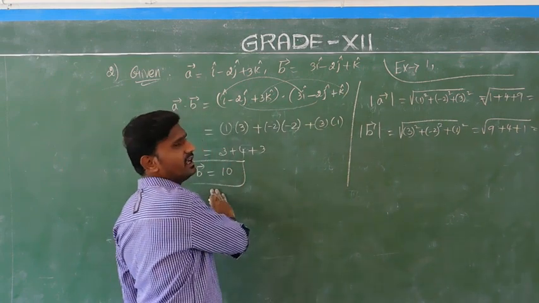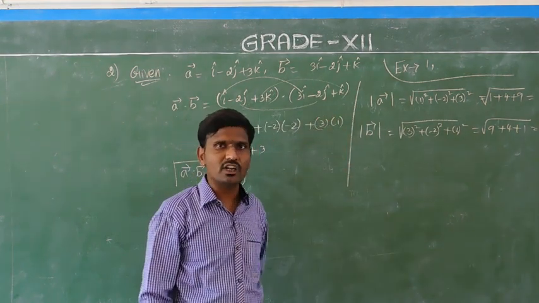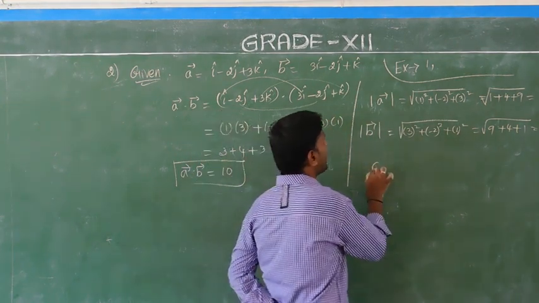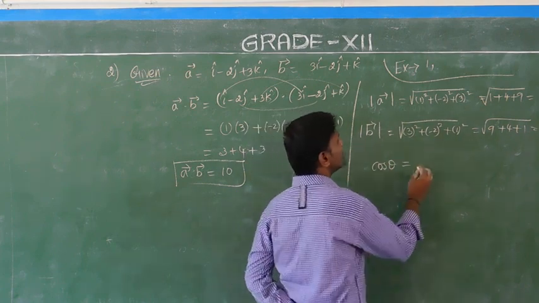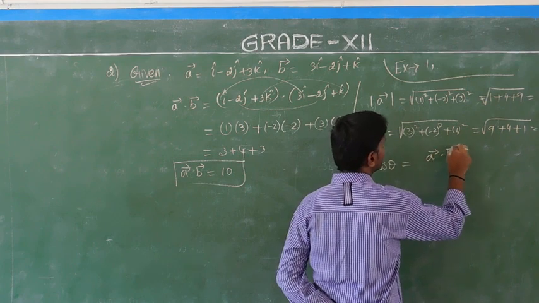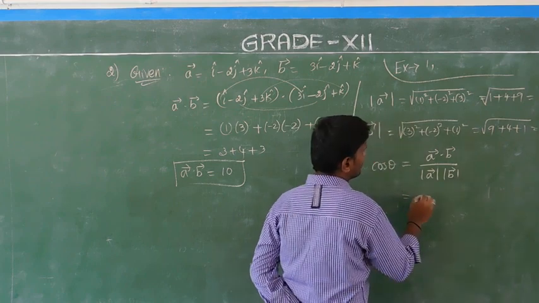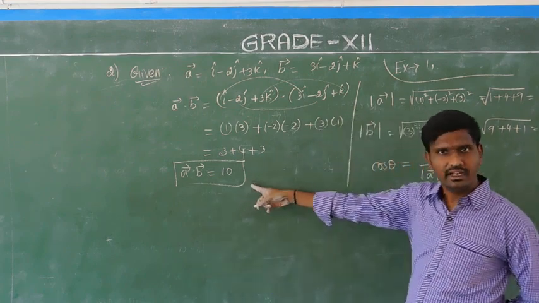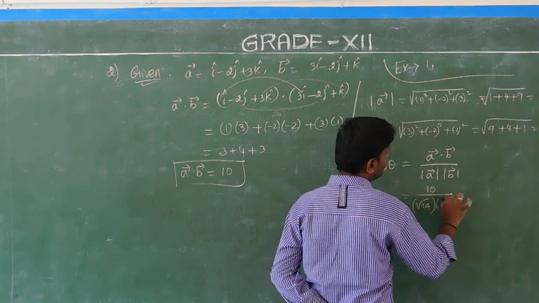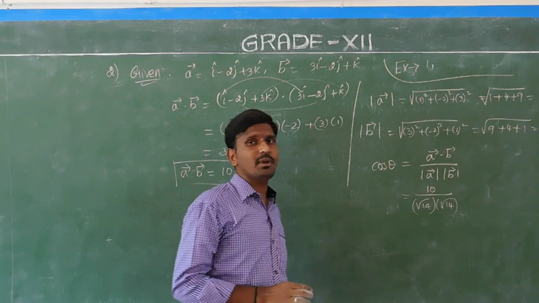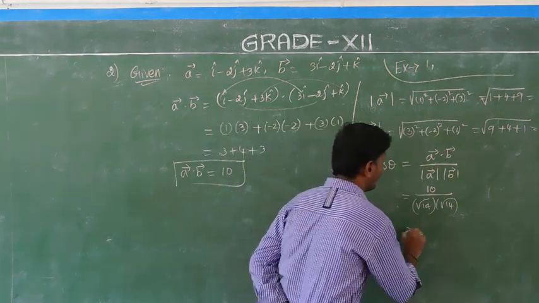So a dot b we already found. Now modulus of a and modulus of b also we found. Now coming to the angle between two vectors, that is cos theta, which is equal to, what is the formula? A dot b by modulus of a into modulus of b. So what is the value of a dot b? 10 only, no? Now 10 divided by square root of 14 into square root of 14. When you multiply the same number under the square root, it cancels to give the number. So what will come?